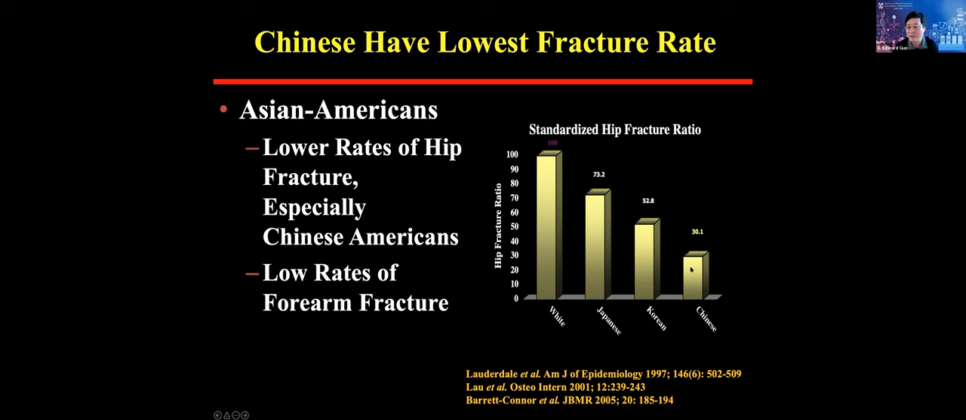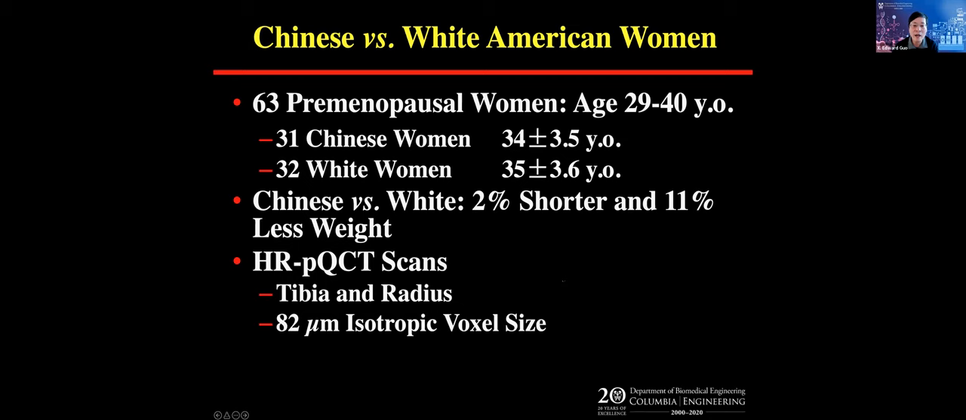And then interestingly, Koreans and Japanese are falling in between, even though we are very close to each other, right? So therefore, Asians have a low risk. And if you look at African-Americans, they probably are all the way down here, with a much lower risk of fracture. So early on, we did a study many years ago now, taking premenopausal women and looking at their bone structure.